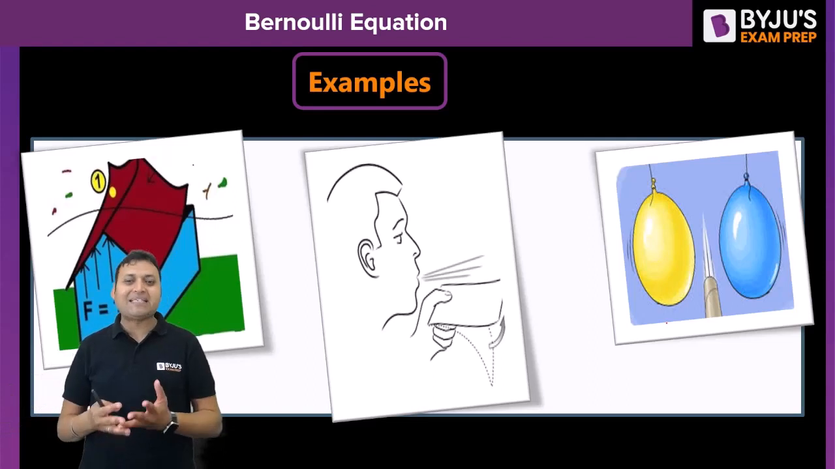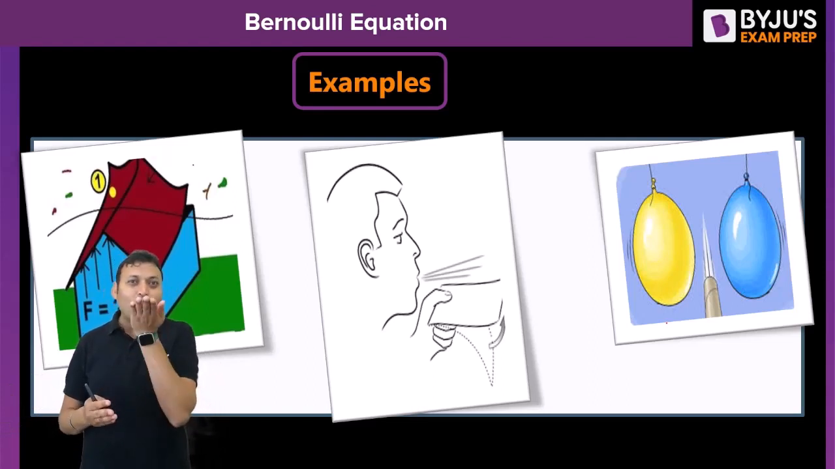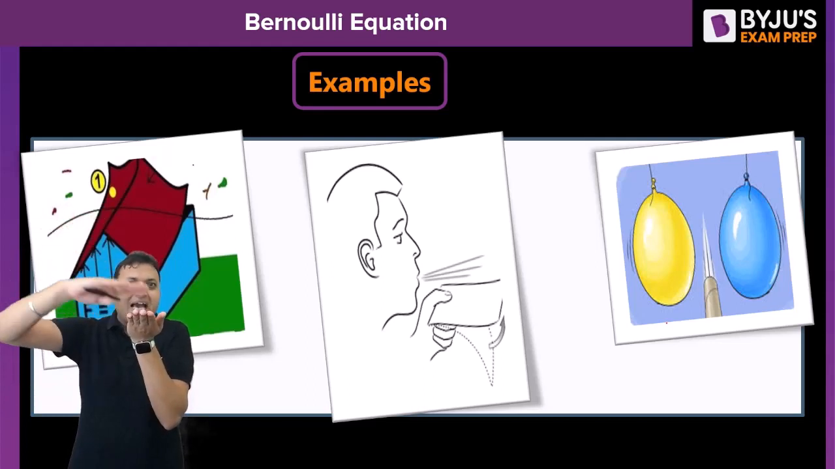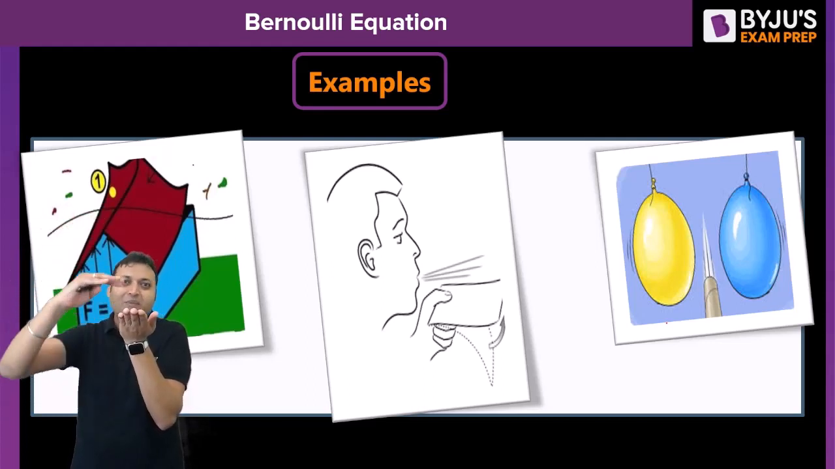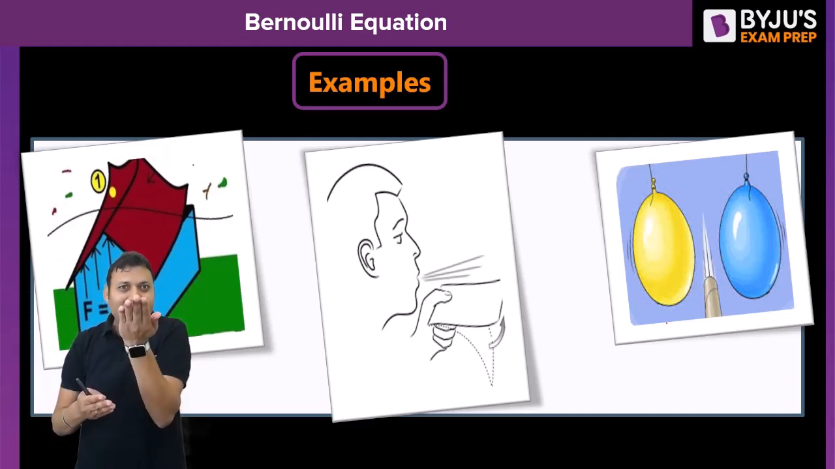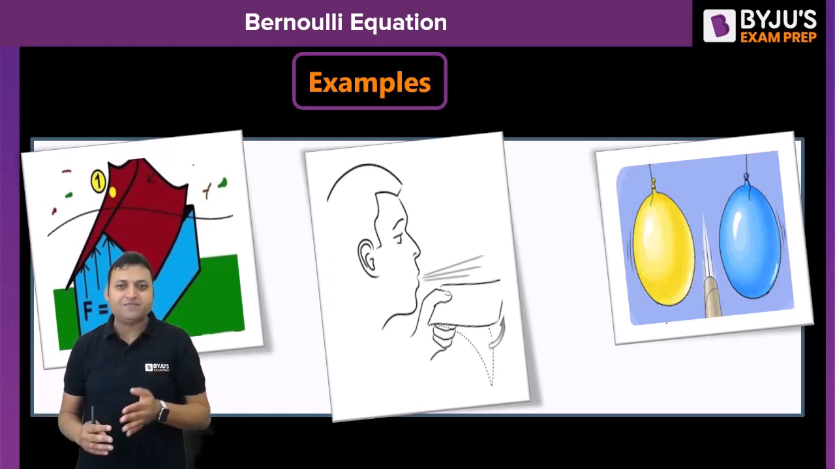And a very simple example we can have a look at. When we blow air on the paper, there is a high velocity due to which there is a low pressure, Bernoulli principle, and the pressure below is high because the velocity is low. So the paper will get folded in the upward direction due to the force exerted from high pressure to low pressure. It will not get folded in the downward direction.